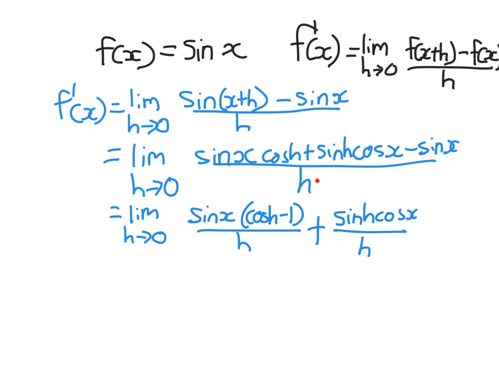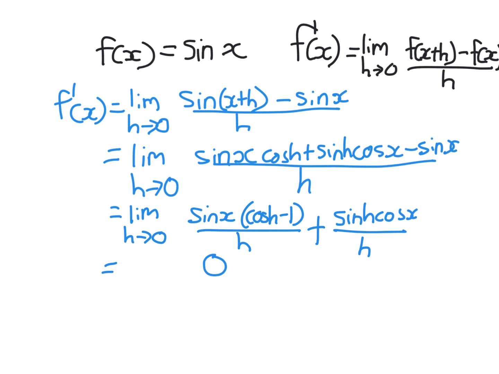I then split up the fraction. So these two over h were put into one fraction, and I factorized the top, and then this became another fraction. Now, we learned when we were doing limits that these two actually have very specific values. It turns out the limit as h approaches 0 of (cos h minus 1) over h is 0. So that means that this just becomes sin x times 0, which is obviously just 0.